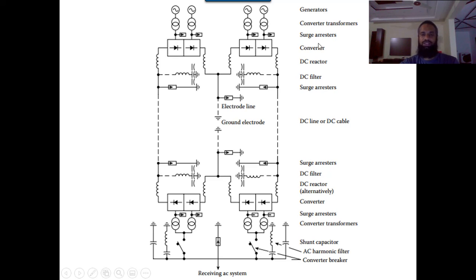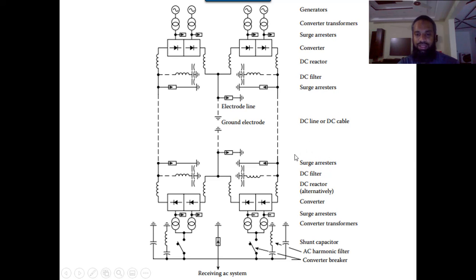The second thing is the surge arrestor. You already studied the surge arrestor: whenever a surge occurs it becomes a short circuit so that the fault does not penetrate into the system. The third one is the converter. We are using the converter to convert AC supply into DC supply. And then we have reactors. Reactors are used to remove the harmonics and smoothen the wave of the DC system. Then we have the surge arrestor, then the complete transmission line.